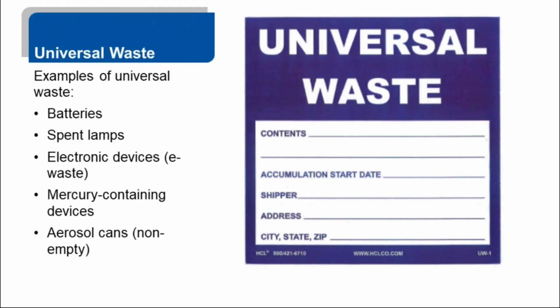So like we talked about, universal waste examples: batteries, spent lamps, electronic devices, mercury-containing devices, aerosol cans. These are all of the common items generated within the state of California as universal waste. Aerosol cans, like I mentioned, is a unique issue within the state. And so we'll talk about the specific on-site management requirements for universal waste in the next couple slides.